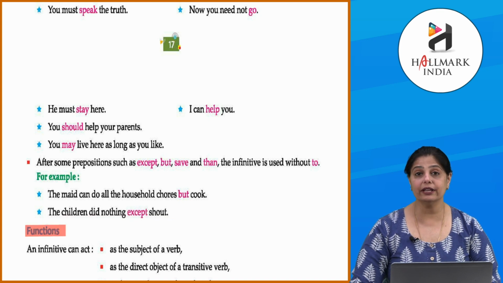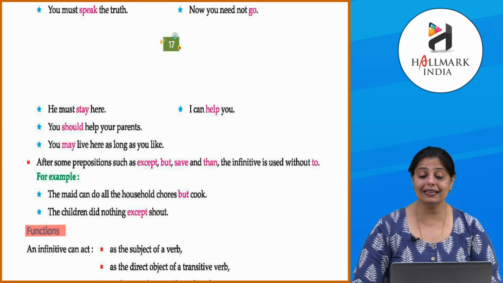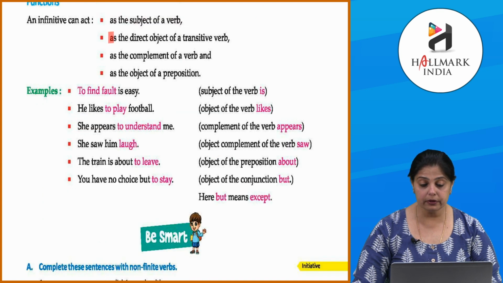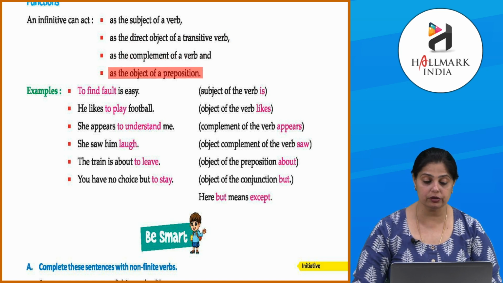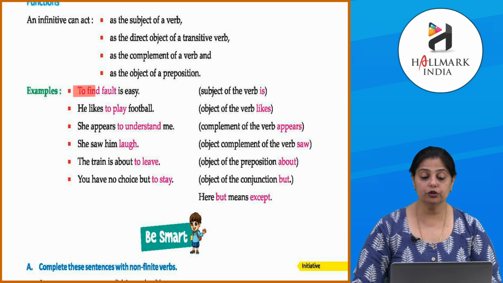So what are the functions of the infinitive? It can act as the subject of a verb, as the direct object of a transitive verb, as the complement of a verb, and as the object of a preposition. For example, to find fault is easy. Subject of the verb is. Okay. He likes to play football. Object of the verb likes.